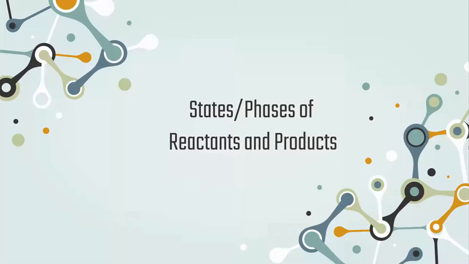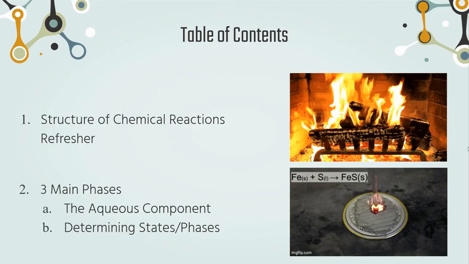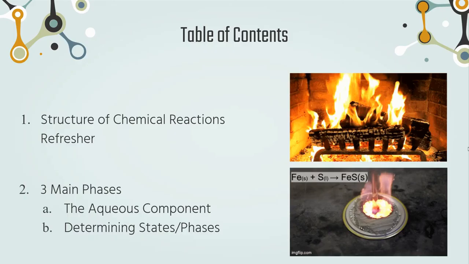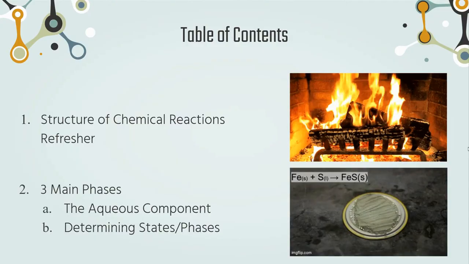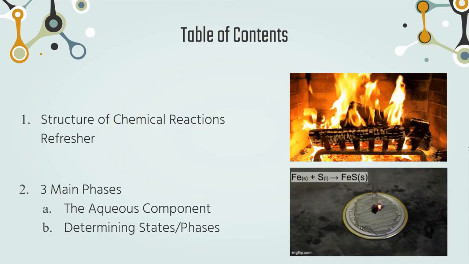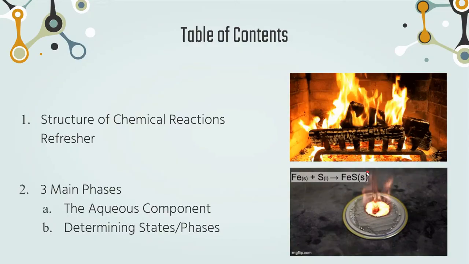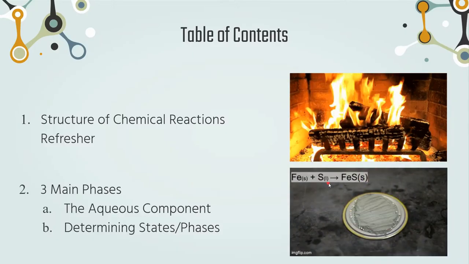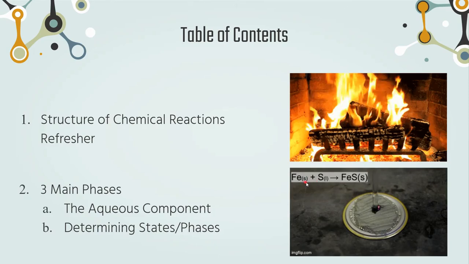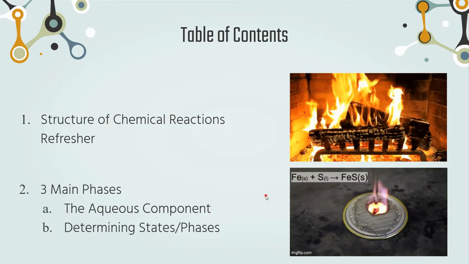In this video, we're going to cover a short topic on the states and phases of reactants and products in chemical reactions. So overall, we have two main goals. It's first to remind ourselves how to structure our chemical reactions, and then we'll talk about the three main phases and kind of the one side phase when it comes to reactions. Really what we're doing here is we're answering a question, which is these little symbols in parentheses that we've seen in a couple of reactions. We want to explain what they are and why we use them.